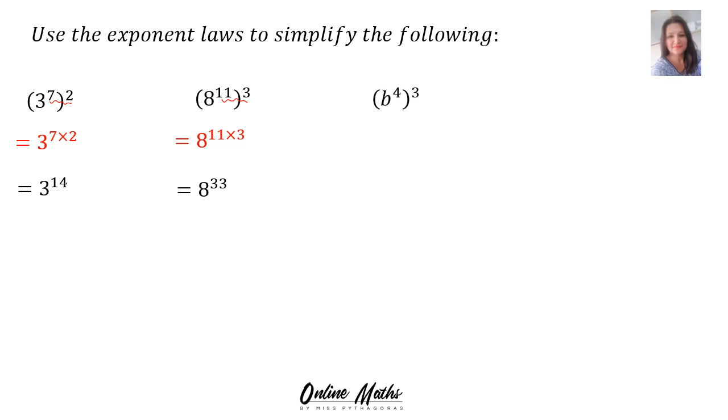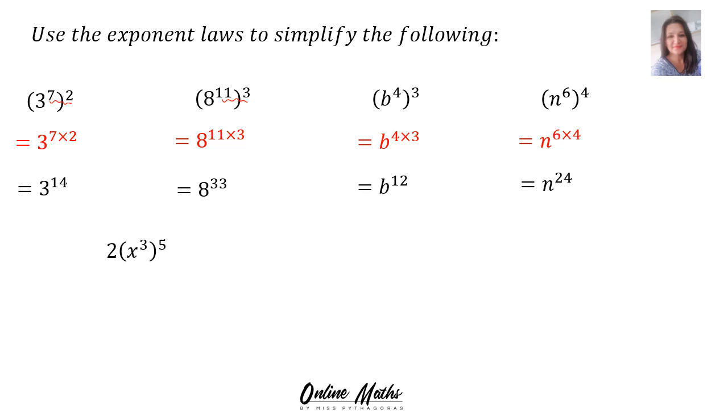b to the 4 raised to the 3 will be b to the 4 times 3, which is b to the 12. n to the 6 raised to the power of 4 will be n to the 6 times 4, which is n to the 24.